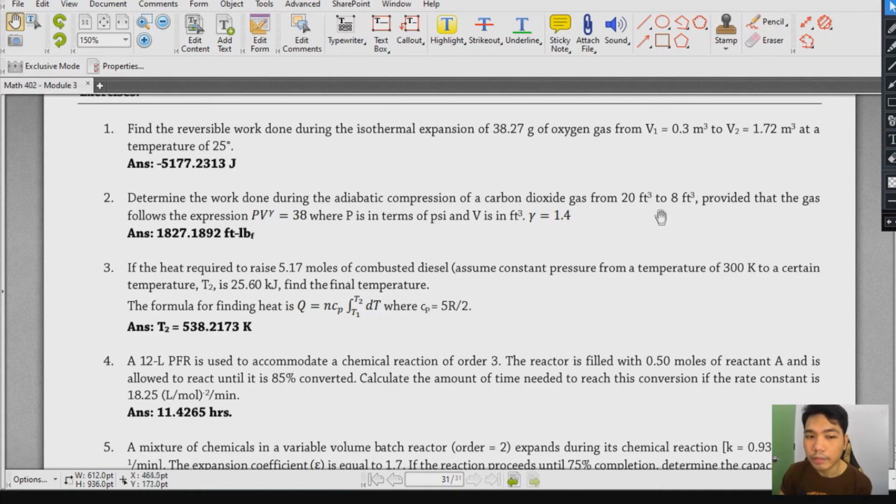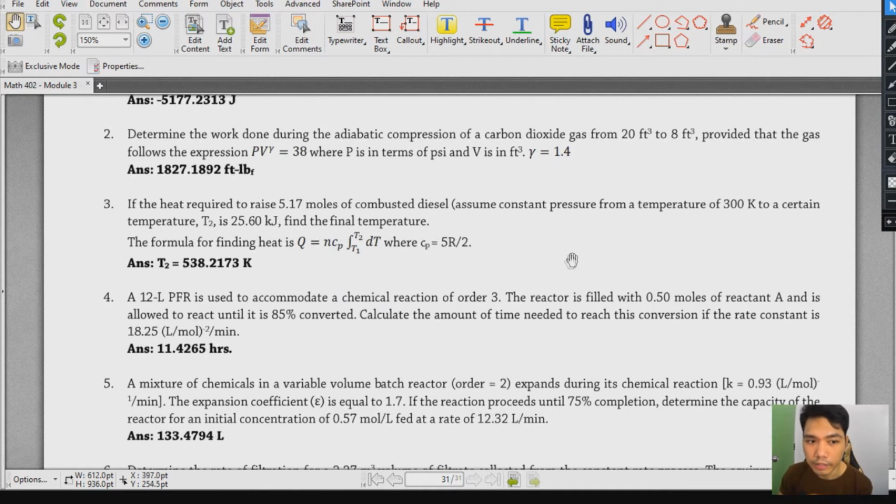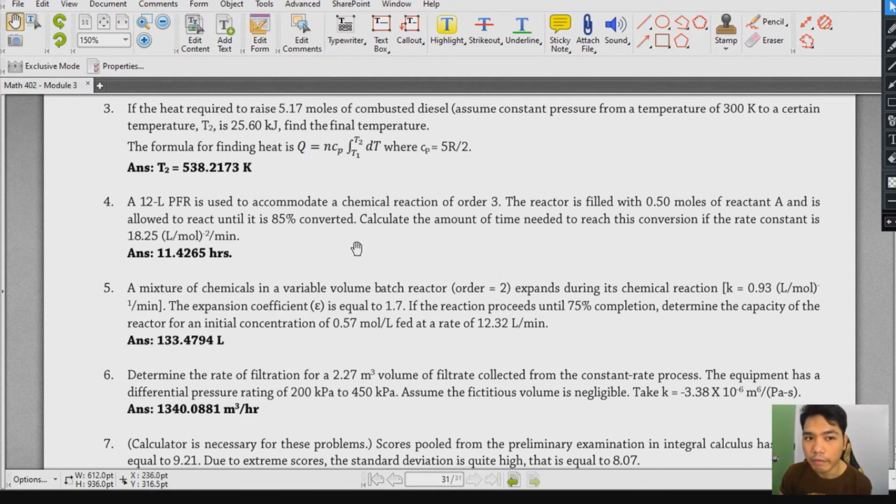We can now move forward naman sa ating mga chemical reaction kinetics, and for number 4 we have a 12-liter plug flow reactor, so that's the volume of the reactor. And then meron tayong order of reaction, that's 3. So ito, n is equal to 3.